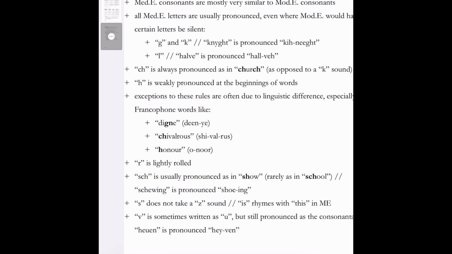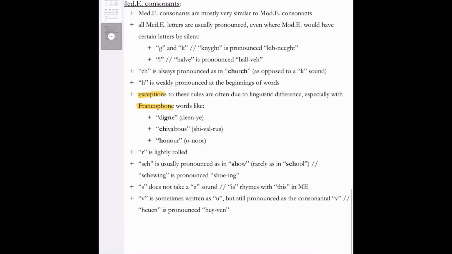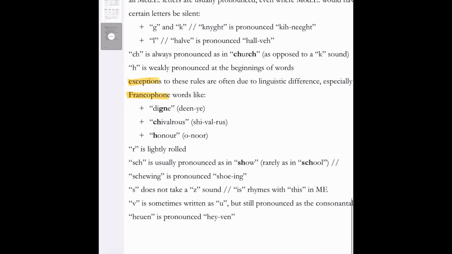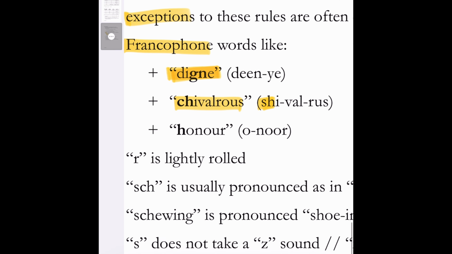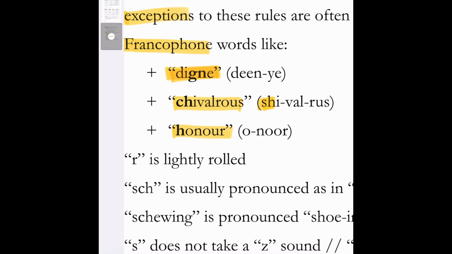Now, exceptions. The French. We can blame the Normans for this. This is a French word. We pronounce it digne. The CH, instead of a chivalrous, we would say chivalrous. Chevalerie, if you're saying chivalry. So this would have more of that sh sound than a ch. Likewise here, honor, we would not pronounce it as honor, we would say honor.